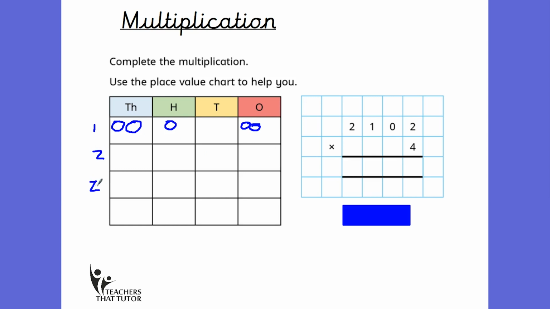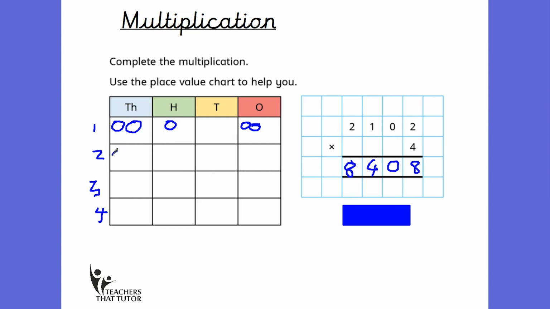2,102. I could draw out all the counters and do it that way, or we can do it this way. So 2 groups of 4. 2 times 4 is 8. We always start by multiplying the ones. 0 times 4 is 0. 100 times 4 is 400. And 2,000 times 4 is going to be 8,000. Giving us a final answer of 8,408.